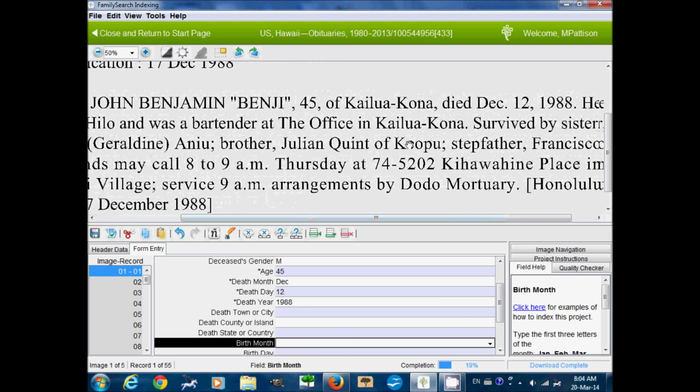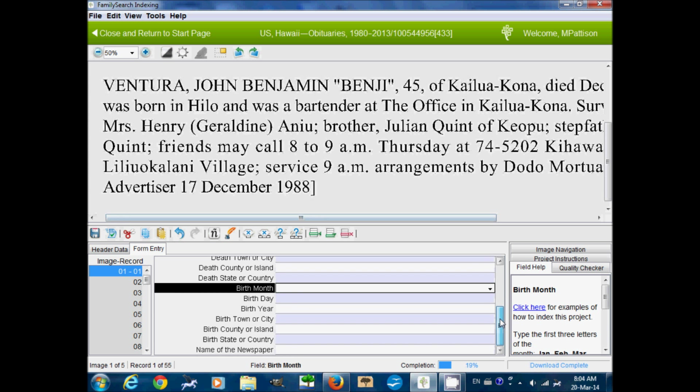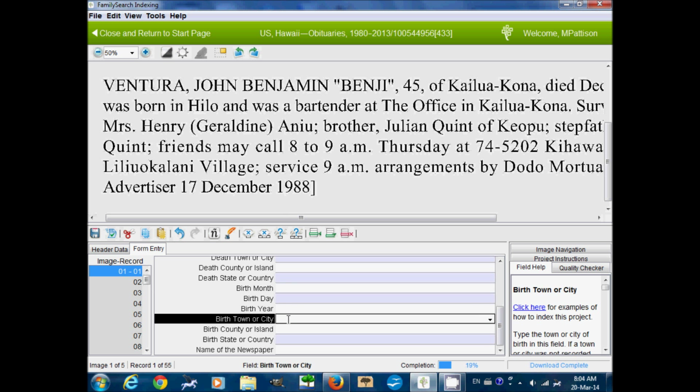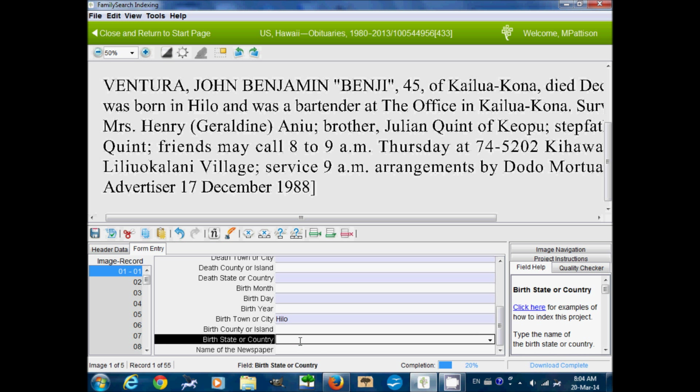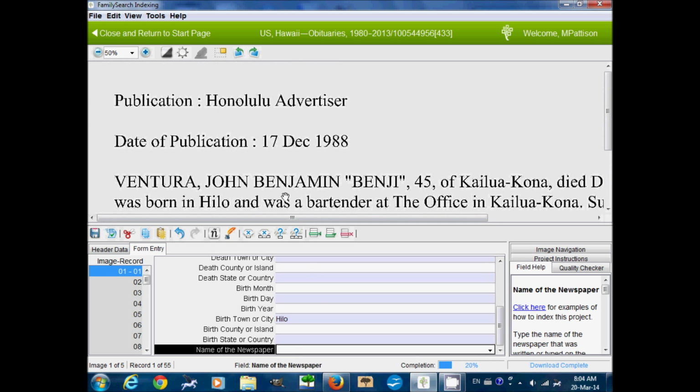Okay, then it says he was born in Hilo, but it doesn't say the date, so we leave the date empty. Birth town or city, Hilo. And even though we know this was in Hawaii, we can't put Hawaii here because it doesn't say it, so we leave that blank. Name of the newspaper, that's up here. It is the Honolulu Advertiser.